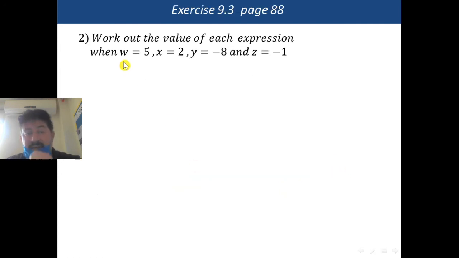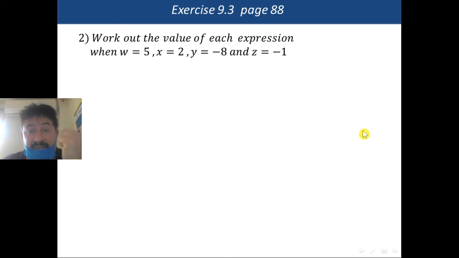Let us find another question from the exercise, 9.3, page 88. Work out the value of each expression when W equals 5, X equals 2, Y equals minus 8, and Z equals minus 1. So he gave you letters or variables, okay, we call them in the programming language variables. And a variable is variable. It always changes its value, but a constant never changes its value, okay? But a variable changes its value. So we have here variables W, X, Y, Z.